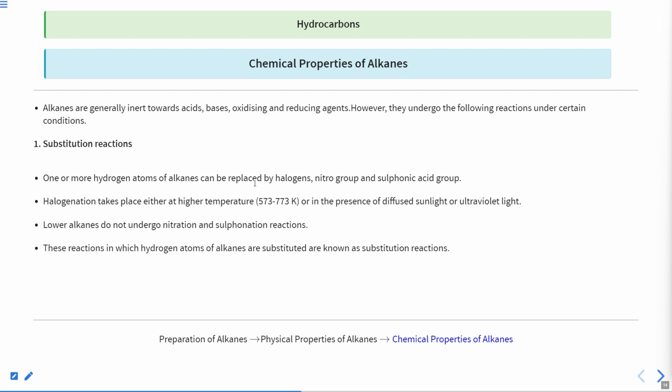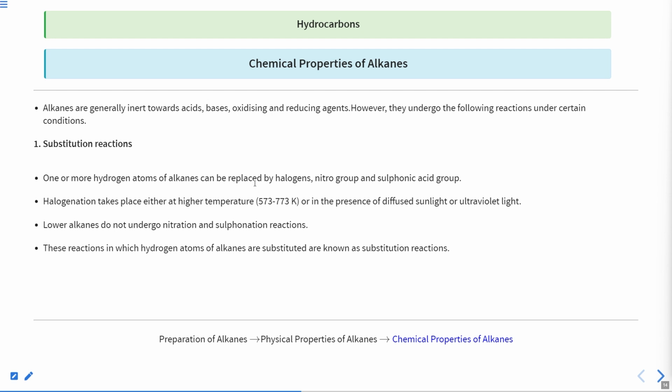One or more hydrogens of an alkane can be replaced by halogen. So first, the substitution reaction. What we do is replace the hydrogen with a halogen, nitro group or sulfonic group. Now this halogenation takes place at higher temperature, say 573 to 773 Kelvin, or in the presence of diffuse sunlight or UV rays. So this is simply called halogenation, in which we either heat it at high temperature or do the cleavage with the help of ultraviolet rays.